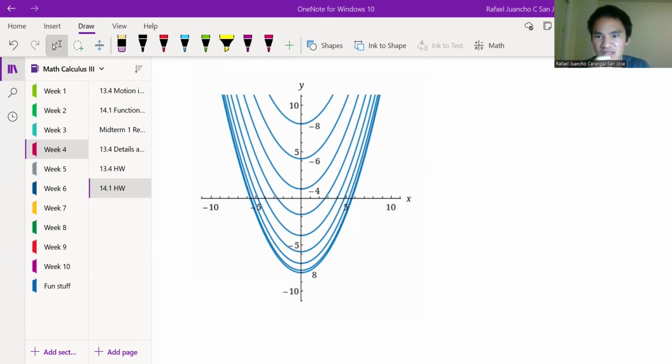So it intersects the x-axis. Oh my God, they intersect the x-axis at almost the same point. Okay, except this one. This one intersects the x-axis at -4 and 4, which it should. The surface intersects the y-axis at -4 and 4.